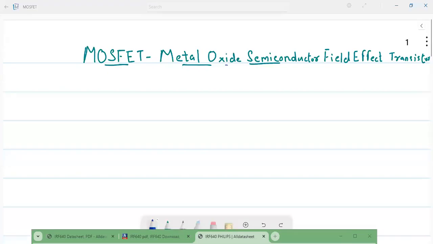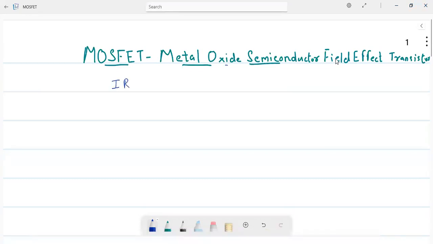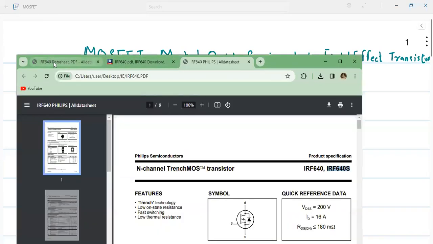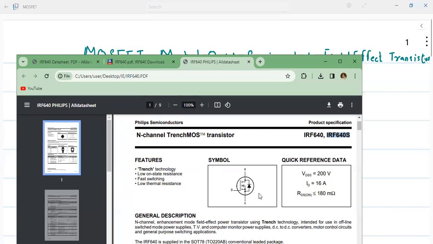Hi everyone, today we'll be learning about MOSFET, that is metal oxide semiconductor field effect transistor. One practically used MOSFET is the IRF 640. When we are learning about this MOSFET, we will see the data sheet of IRF 640. It can be downloaded from alldatasheet.com. Here we can see the symbol of IRF 640.